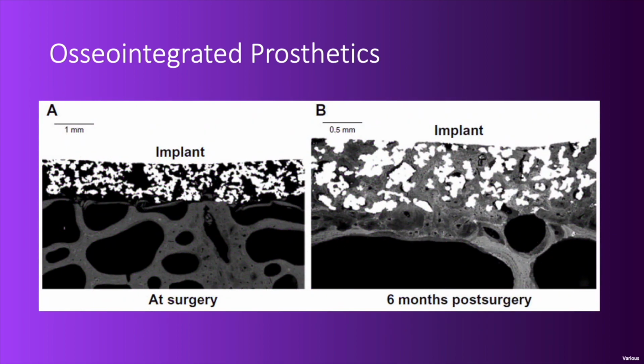In this diagram, the bone is at the bottom and the porous metal is at the top. At 6 months post-surgery, you can see that the bone has actually ingressed directly into the porous metal, effectively anchoring the metal to the bone.